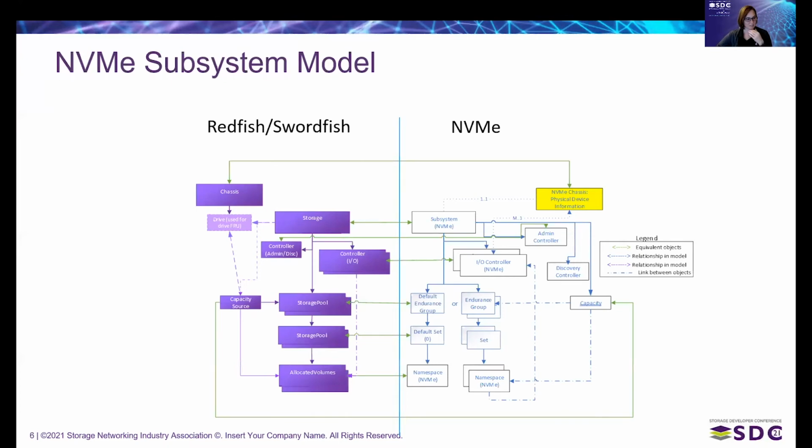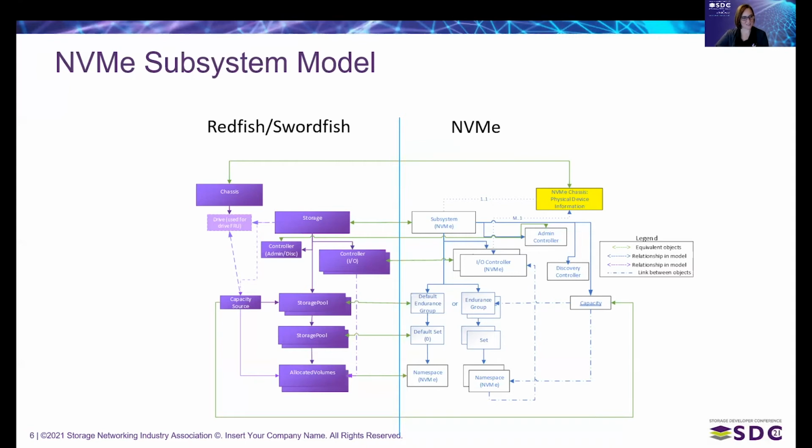On the left side of this, you see a traditional Redfish Swordfish hierarchy. These purple models could be used for any type of storage device. This could be the same model for, say, a disk array today. What we've done with NVMe is basically also said, here's the hierarchy and the relationship of all of the NVMe specific objects on the right. And these then got mapped very nicely.